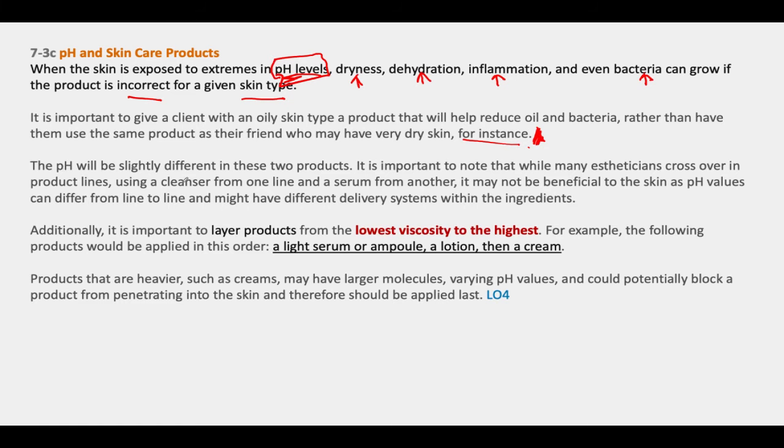The pH will be slightly different in the two products. It is important to note that while many estheticians cross over in product line, using a cleanser from one line and a serum from another, it may not be beneficial to the skin, as pH values can differ from line to line and might have different delivery systems within the ingredients. So two aspects are brought in. First of all, you have a continuity of pH.